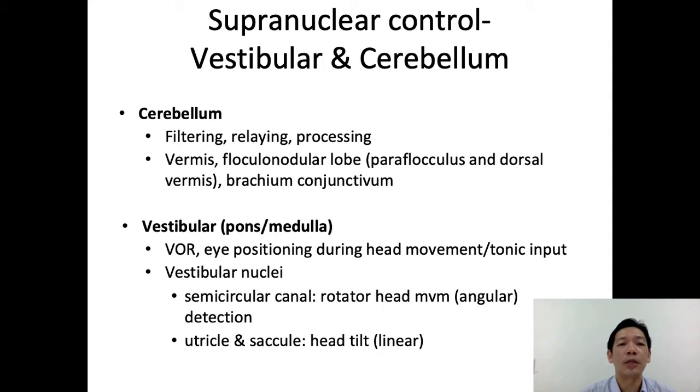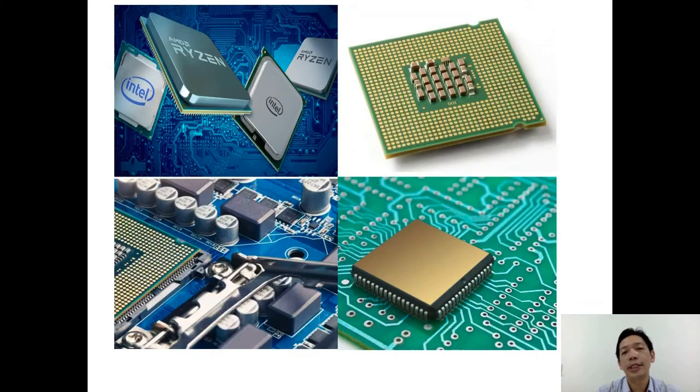Okay, so the vestibular nuclei are located in the pons and medulla in your brainstem, and they receive impulses from the semicircular canals for angular eye movement and angular head movement, and receive impulses from the utricle and saccule for linear or head tilting eye movement. Okay, for the VOR, we have another slide at the end of this presentation to talk about the details of the VOR as well. Yay, we have finished the supranuclear compartment of the ocular motility control.